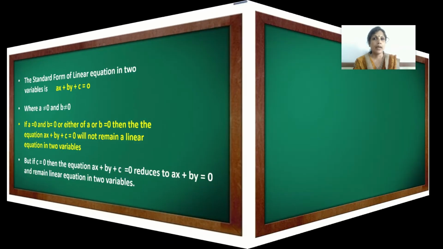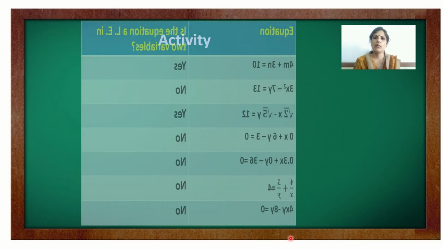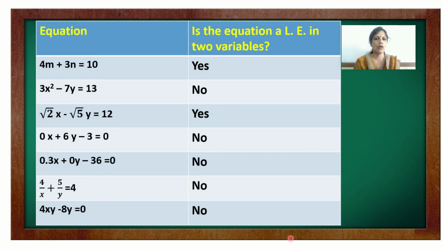Alright, to make our concept more clear, let's quickly have a look at one activity. So here some equations are written in the left column, and you have to identify whether they are equations in two variables or not. First equation is 4m plus 3n is equal to 0. So it is a linear equation in two variables because there are two variables and the power or the degree of the variable is equal to 1. So it is a linear equation in two variables.